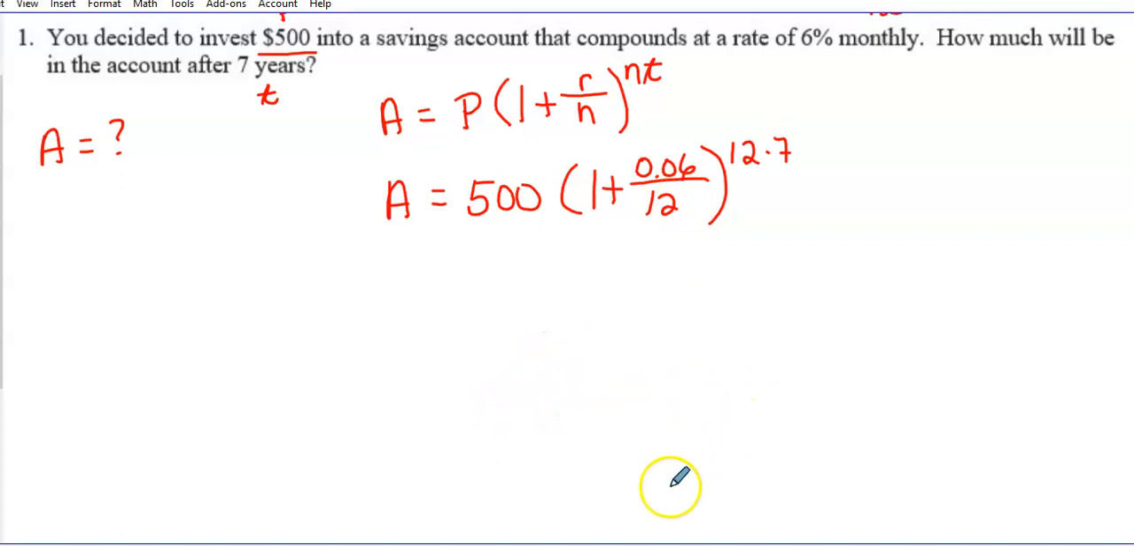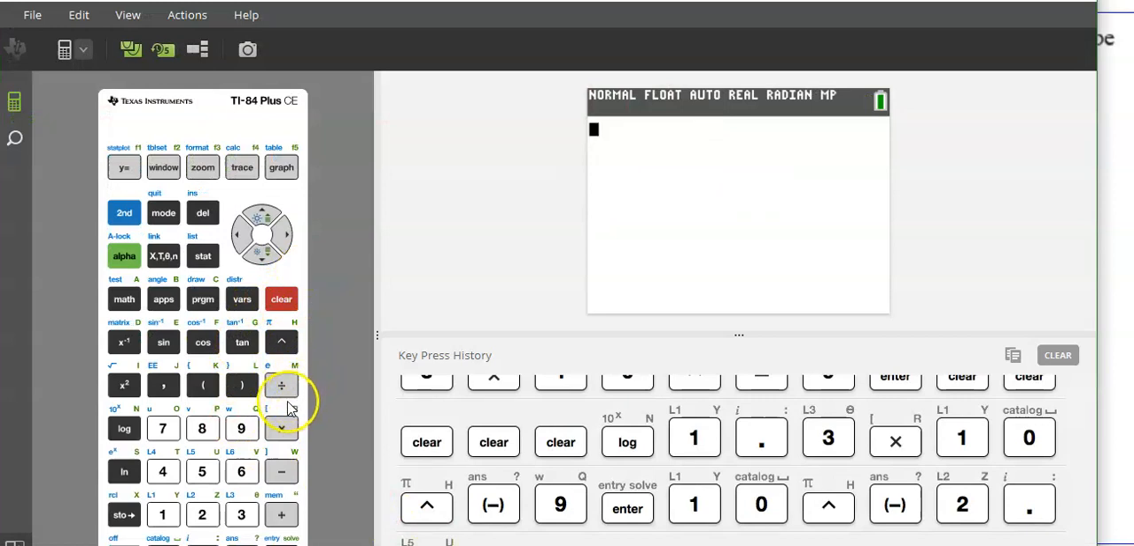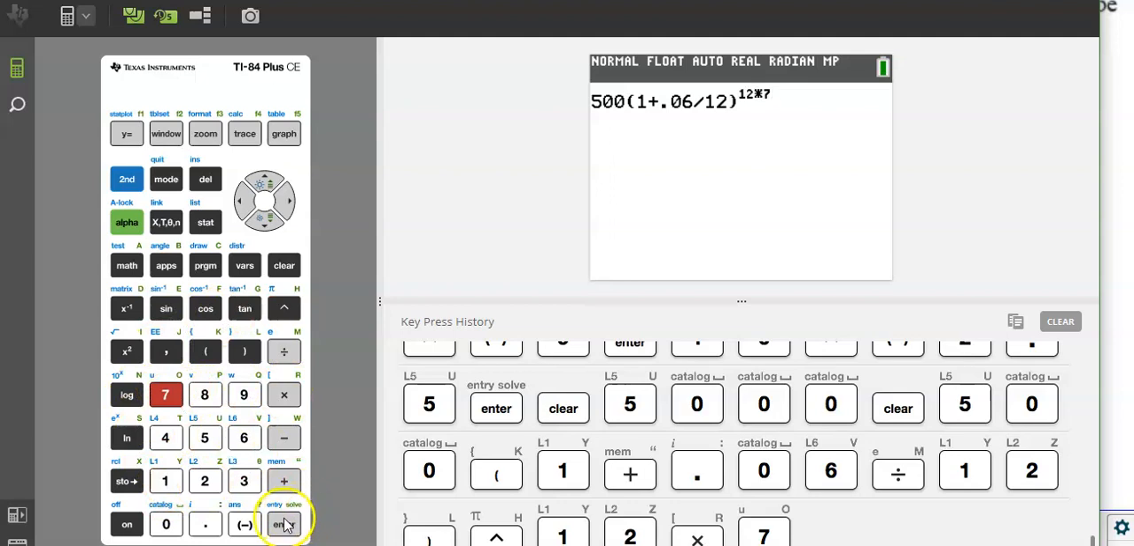So you just go put this in your calculator, and you can enter it exactly how it looks. I just had to move the screen down a little bit. So I entered 500 parentheses 1 plus 0.06 divided by 12, and then I close my parentheses, hit your caret button for your exponent, and then enter 12 times 7. You don't even have to do any of the math, and then enter. So what have we got after the end of 7 years? $760.18.